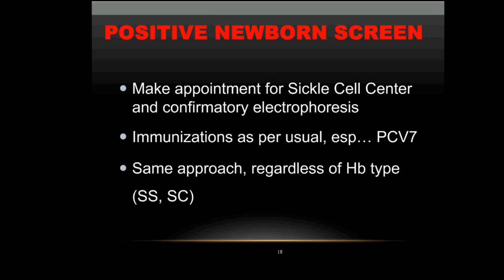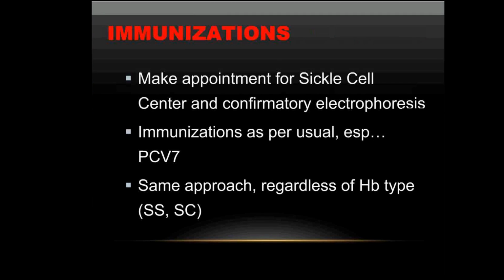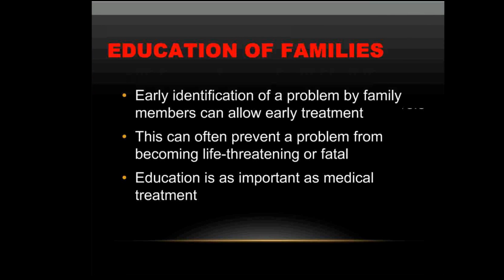But anyway, if there is a center, you make an appointment with the sickle cell center and make sure they have a confirmatory electrophoresis. If you don't have a center, then you'd still have them have that confirmatory electrophoresis. You're going to do the regular immunizations, and you're going to do the same approach that you would have done for any other pediatric patient, regardless of the hemoglobin type.